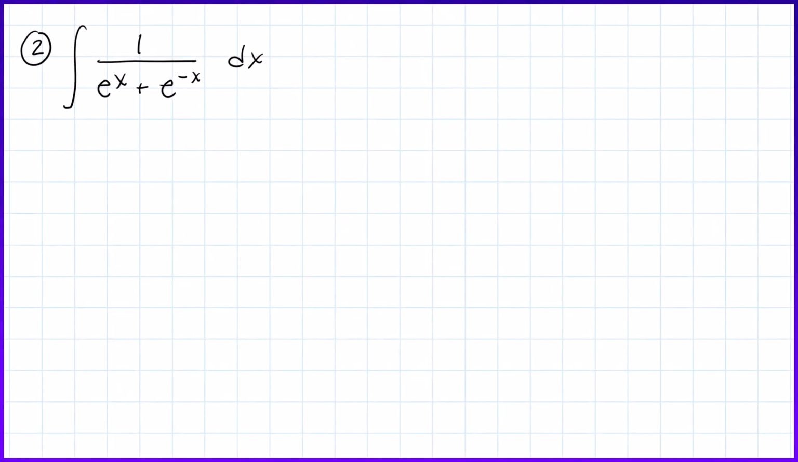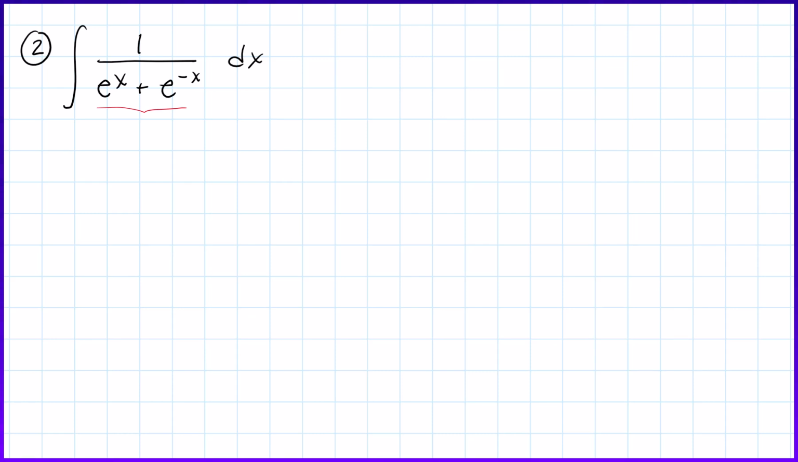So we've got 1 over e to the x plus e to the negative x. And if I'm thinking about trying substitution, if I tried that entire denominator for substitution, I get stuck because I don't have anything that looks like the derivative. I don't get anything that looks like du. So that's not going to work.